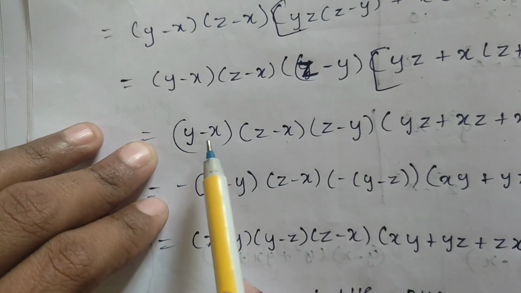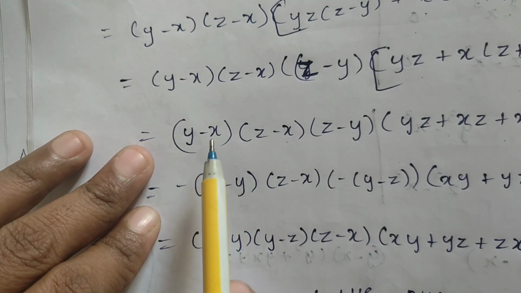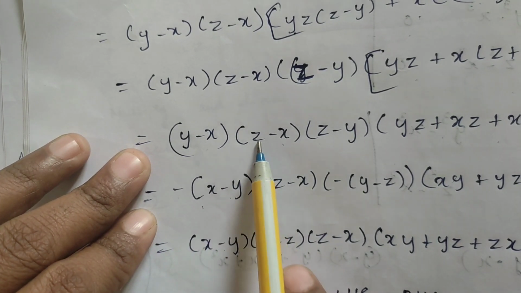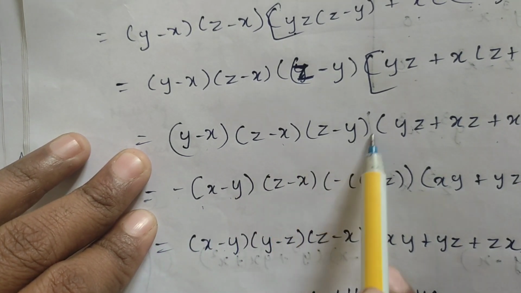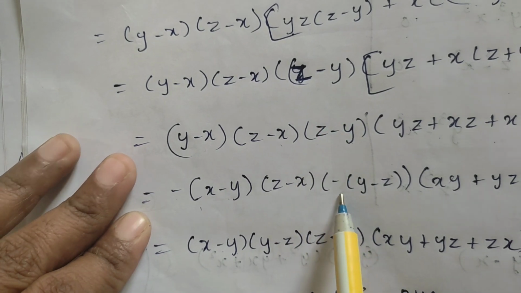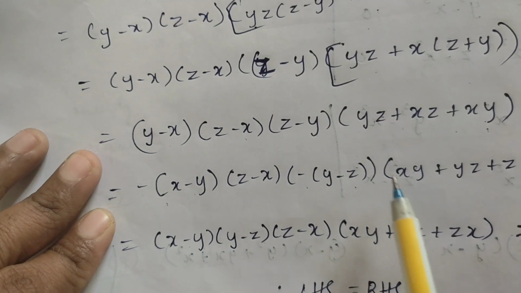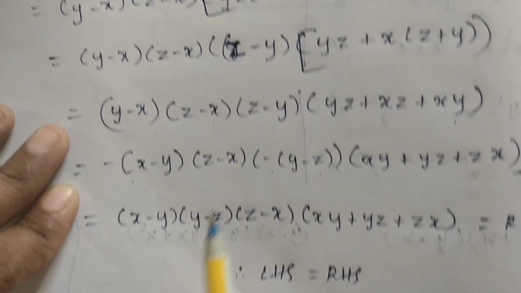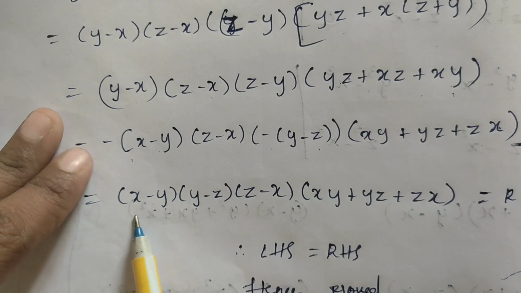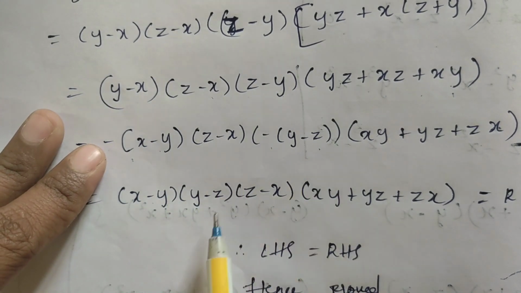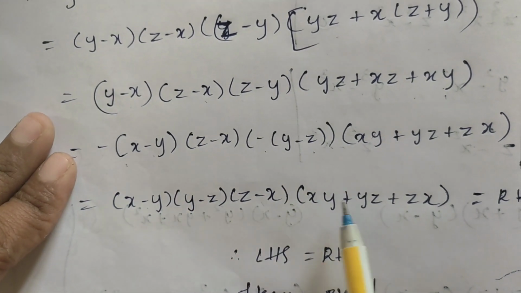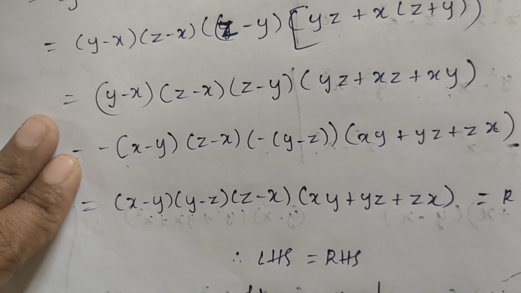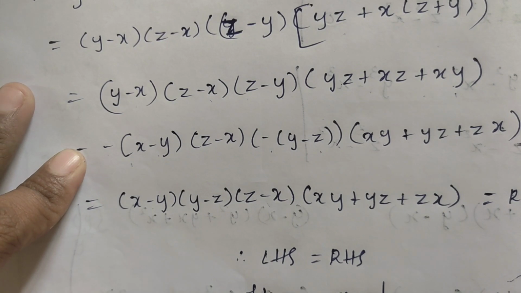In the equation we have x minus y, so I'll take minus out: minus of x minus y. Here z minus x is as it is. I need y minus z, so I'll take minus out: y minus z into xy, yz plus xz. So minus into minus will become plus: x minus y, y minus z, z minus x, xy plus yz plus zx. Hence we have proved the LHS is equal to RHS.